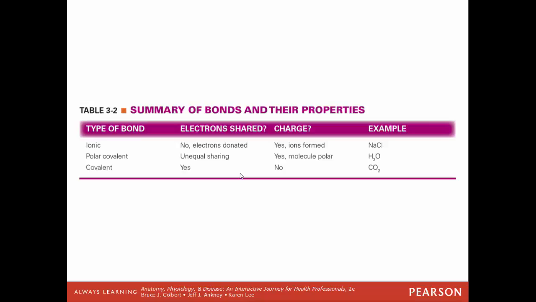So you have some areas of the compound that are going to be more negatively charged, some areas are going to be more positively charged. A good example of that is water. And covalent is going to be an equal sharing of all the electrons, so there's no charge created, and carbon dioxide is a good example.